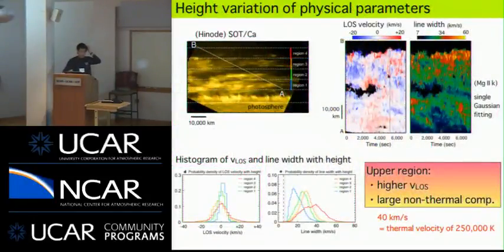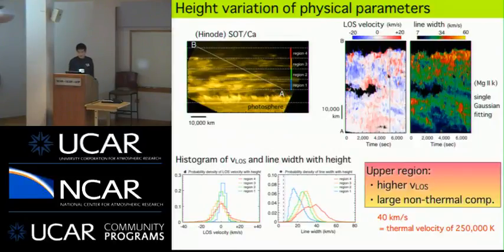So first, I show height variation of physical parameters of this prominence. This is the same image, but rotated. And this white line is IRIS slit locations from A to B, the lower part to higher part. And the right panels are XT plot, space-time plot along this slit. And then these A and B correspond to this A and this B.